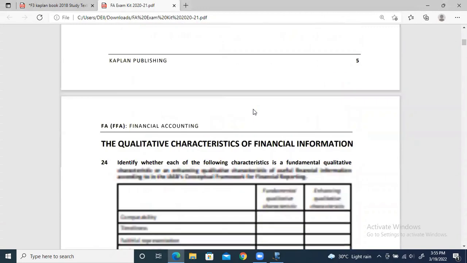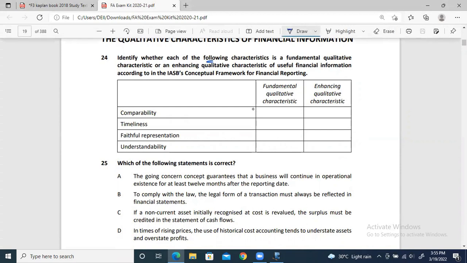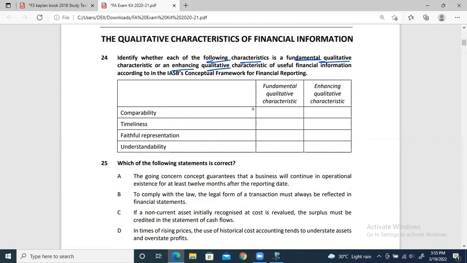Let's see. Okay, over here. Now identify whether each of the following characteristics is a fundamental one or an enhancing one. You remember fundamental had 2, enhancing had 4, right? Of useful financial information according to the IASB conceptual framework. Now comparability, we studied this. This is not a fundamental one. This is the enhancing one. We just studied it in the chapter a while ago, right?